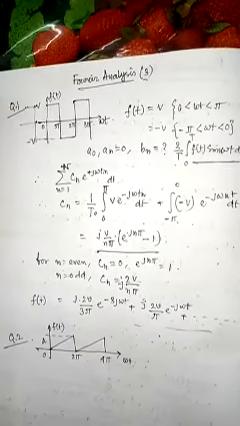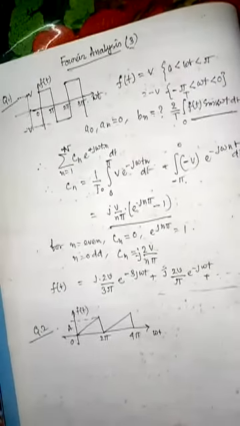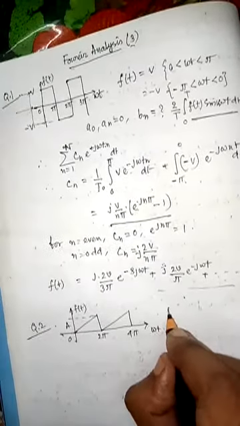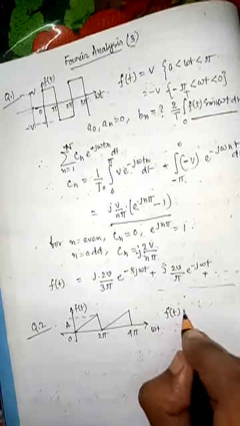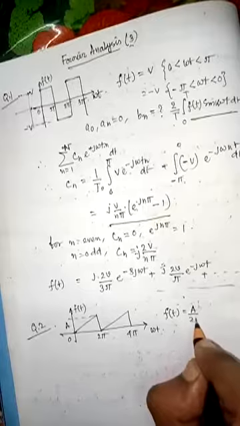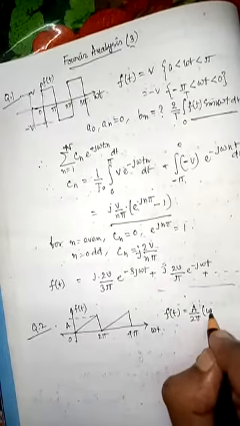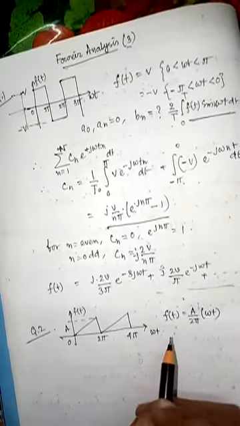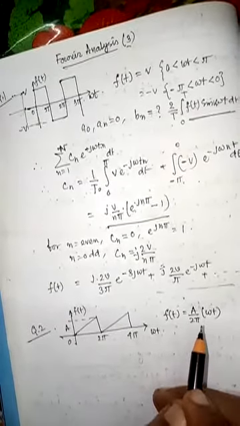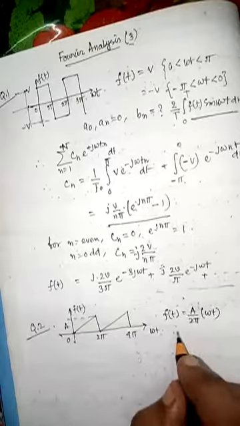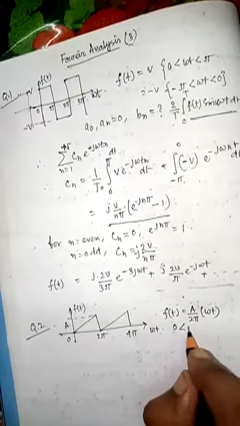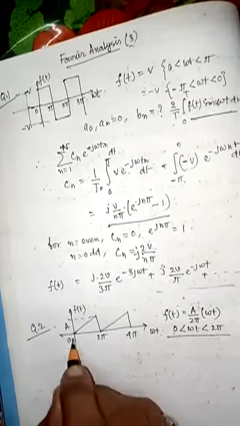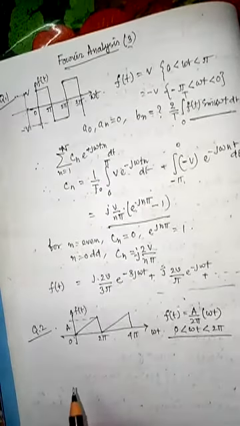So how to do this? Here we can write the expression of this as f of t equals a by 2 pi into omega t. Here it is given as f of t equals a by 2 pi into omega t for 0 to 2 pi omega t, that is the range here. So this is a function definition I have made.